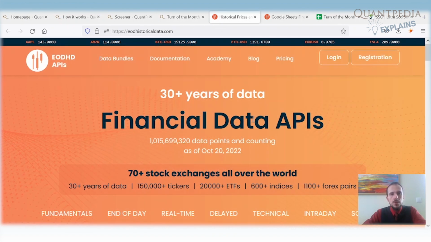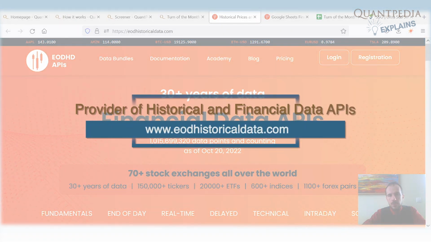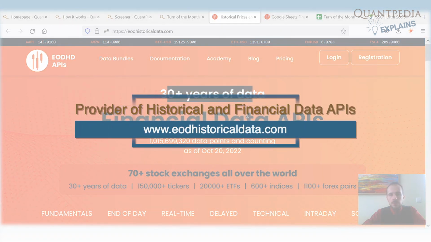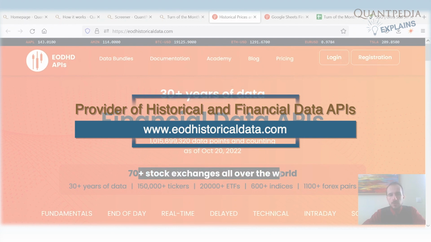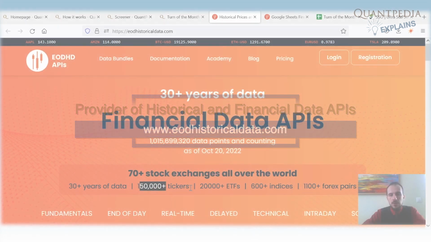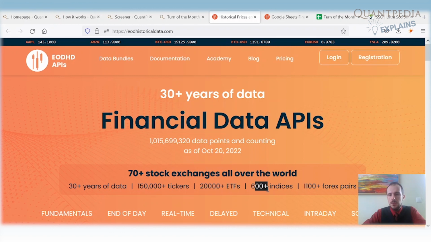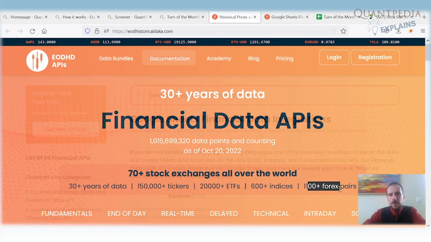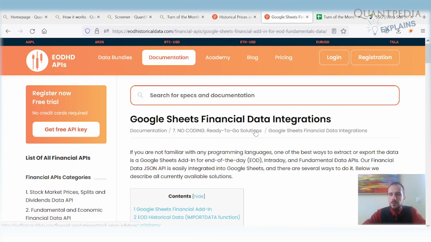What is EOD Historical Data.com? It's a provider of historical data and financial data APIs. It provides over 40 years of data. It has multiple exchanges all over the world, 150,000 tickers, 20,000 ETFs, 600 indexes, over 1,000 forex pairs. They provide a lot of data. What they provide is multiple different APIs that we can use to connect to their dataset.